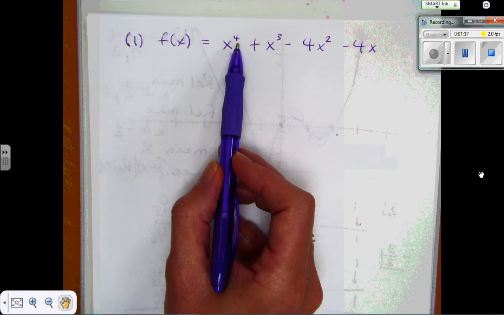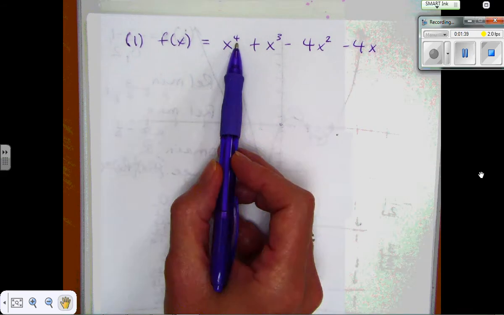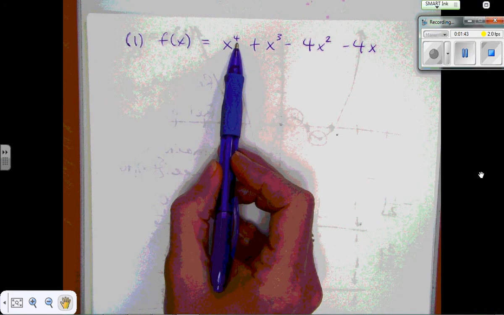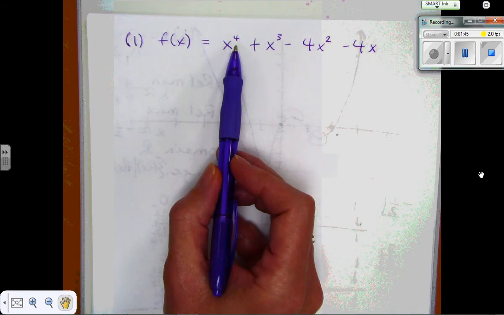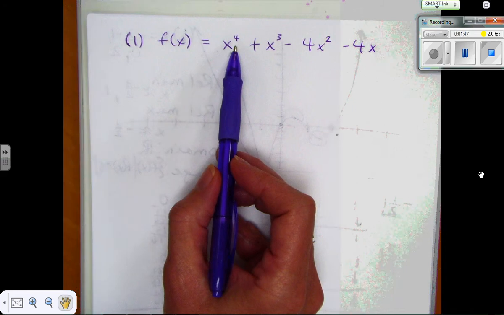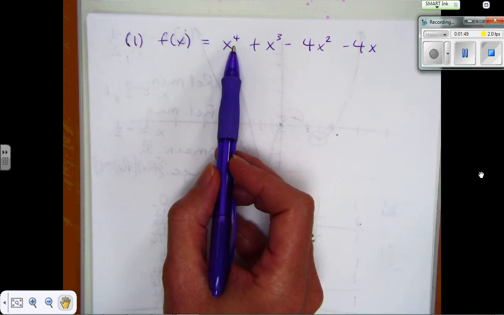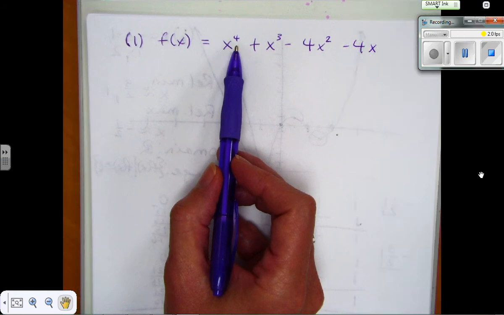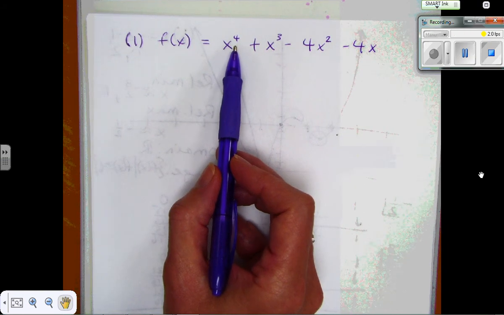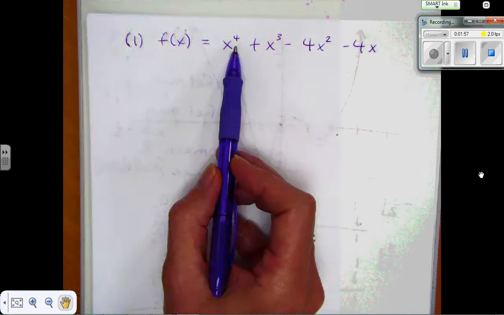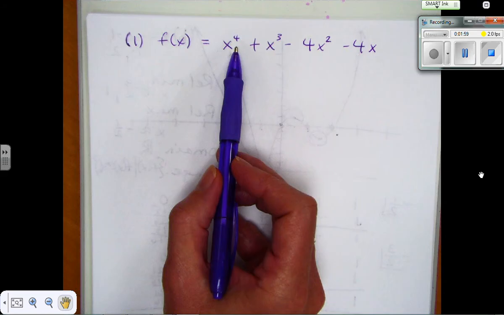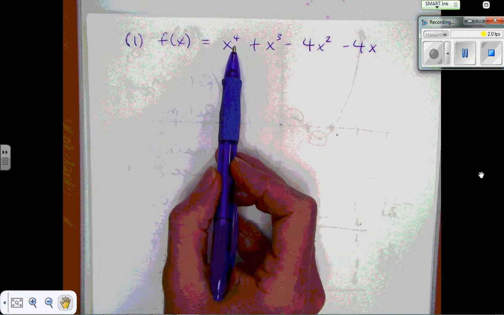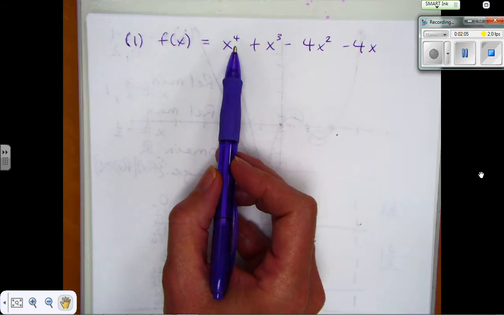Okay, I also can tell from the degree that this is going to have 4 zeros. Some of them might be real, some of them might be imaginary, but a total of 4. Also, I know that the number of turns is going to be 1 less than whatever the degree is. So in this case, I'm going to have, at most, 3 turns. Some of them might not be very big, so I might just have 2 turns or something like that, but at the most, I'm going to have 3.